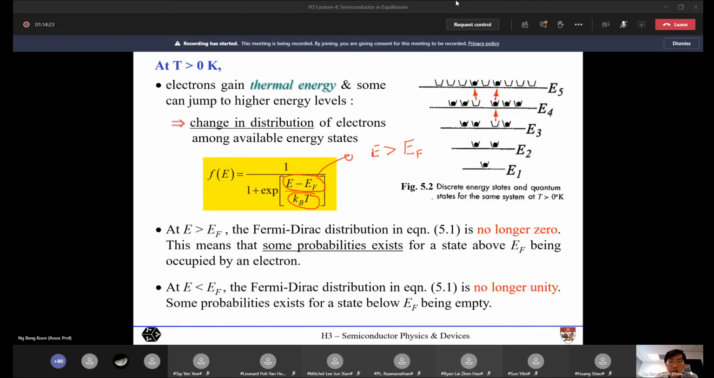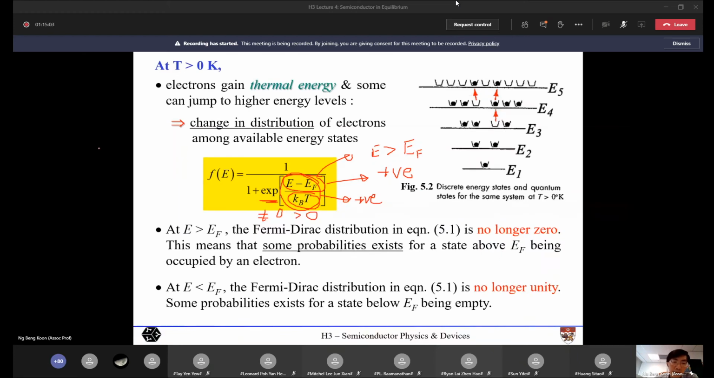Okay, remember previously at 0 Kelvin, for E above EF, the probability of finding an electron there is 0. If it is not 0 Kelvin and you have E greater than EF, then this term here will become positive, because E is now greater than EF, so you get a positive term on the numerator divided by a denominator that's also positive. So this quantity overall is positive. If you take the exponential of a positive number, this value will be non-zero. It's not 0, but instead some positive value greater than 0.